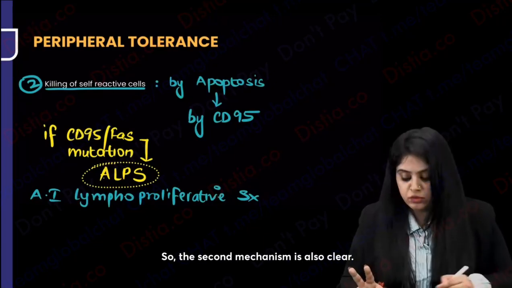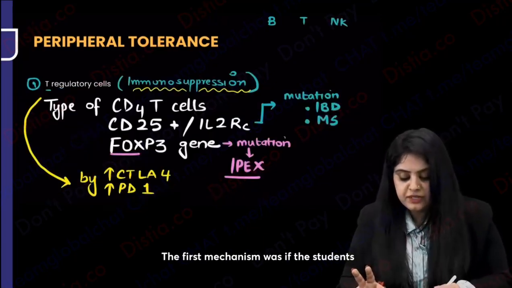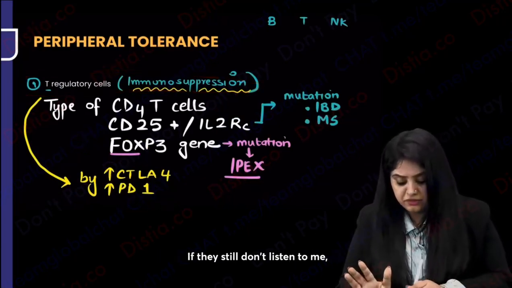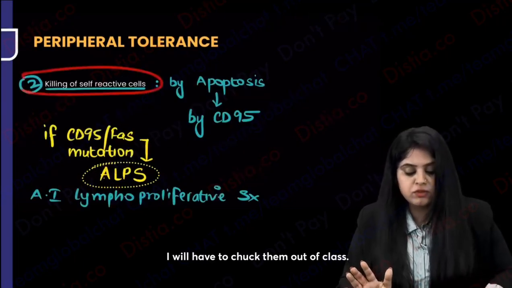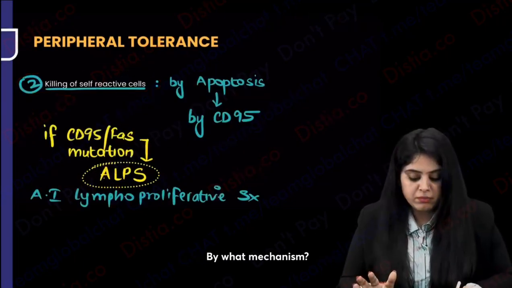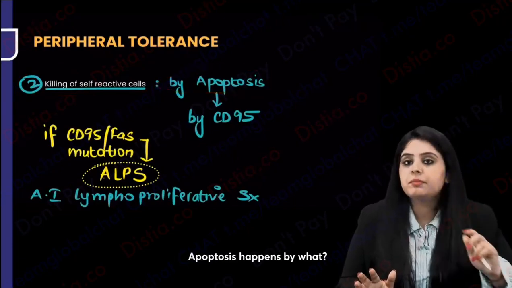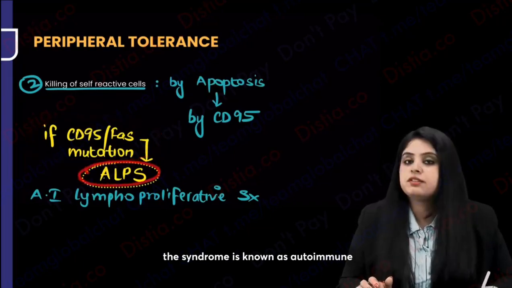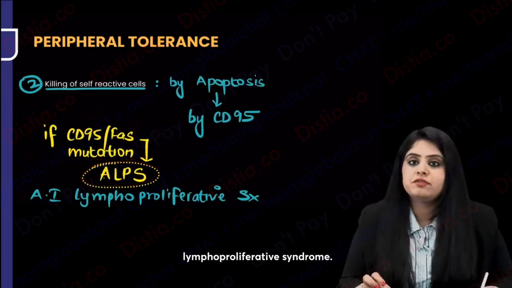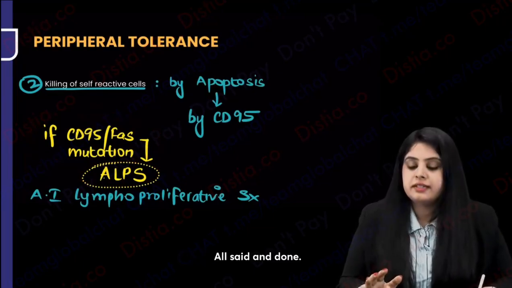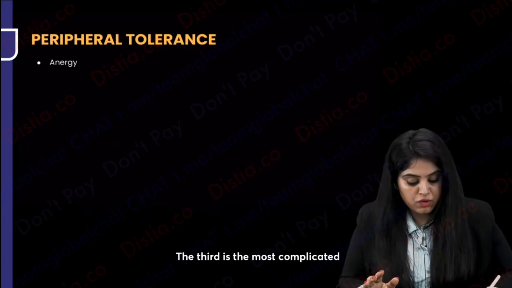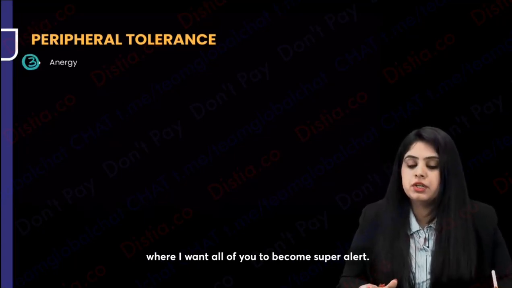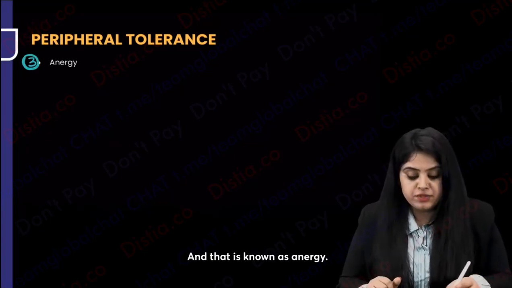So the second mechanism is also clear. The first mechanism was, if the students are not listening to me, I will suppress them by T regulatory cells. If they still don't listen to me, I will have to chuck them out of class. I will have to kill them. By what mechanism? By apoptosis. Apoptosis happens by what? It happens by CD95. And if CD95 is mutated, the syndrome is known as autoimmune lymphoproliferative syndrome. All said and done, the third is the most complicated peripheral tolerance mechanism where I want all of you to become super alert, and that is known as anergy.